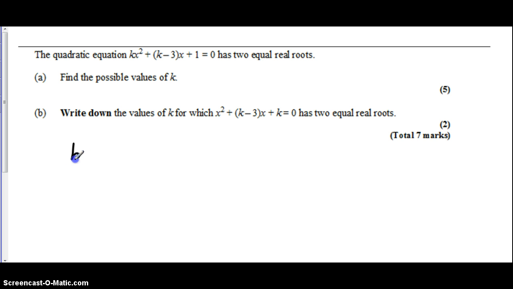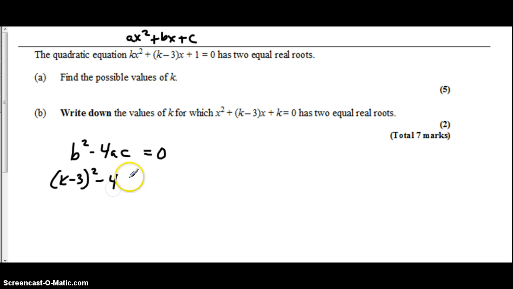So remember the discriminant is b squared minus 4ac, and again that's given to you in your formula packet. Here this is our ax squared plus bx plus c. Our a in this case is k, our b is k minus 3, and our c is 1. So it's kind of strangely written, but it's equal to 0. So our b again is (k minus 3) squared minus 4 times our a, which is k, and our c would be 1. And we're going to solve.